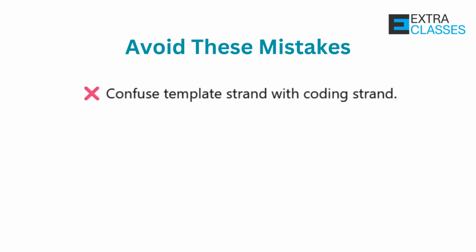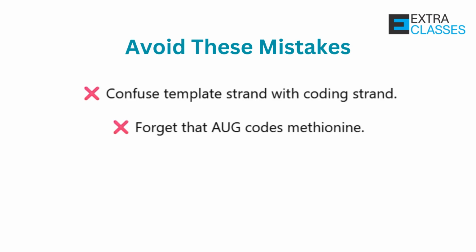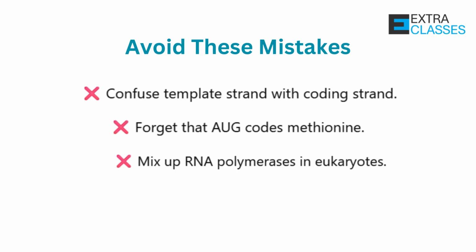Students often confuse template strand with coding strand. Forget that AUG codes methionine. Mix up RNA polymerases in eukaryotes. And ignore lac operon details. Avoid these errors. NEET thrives on these confusions.